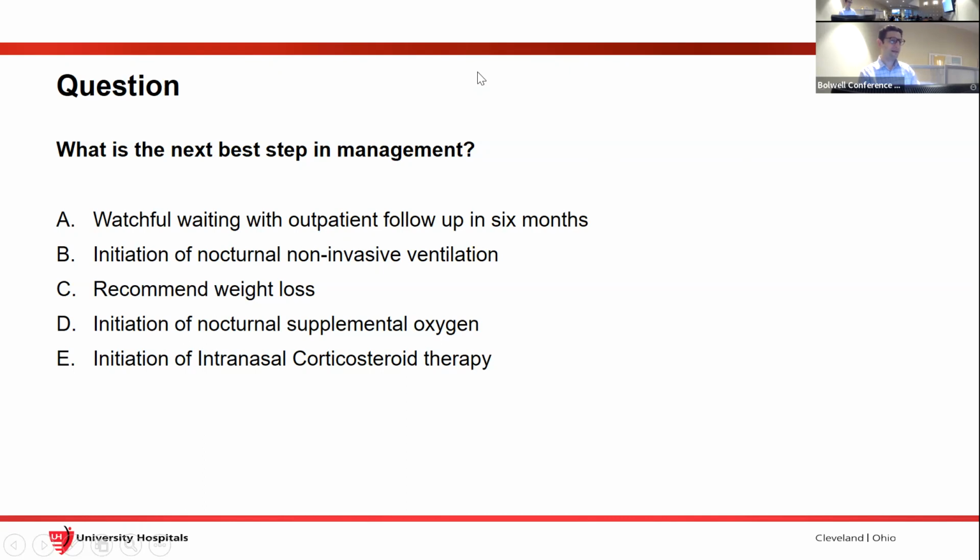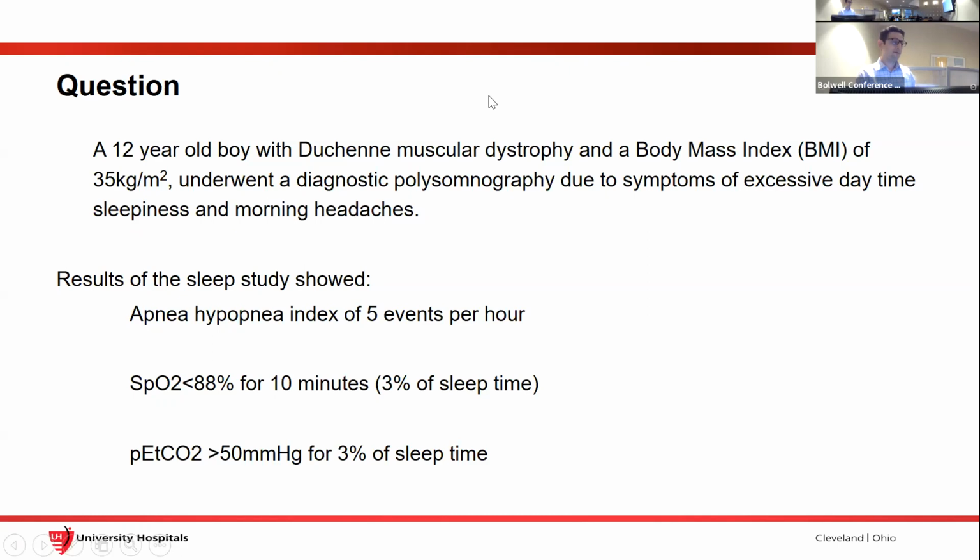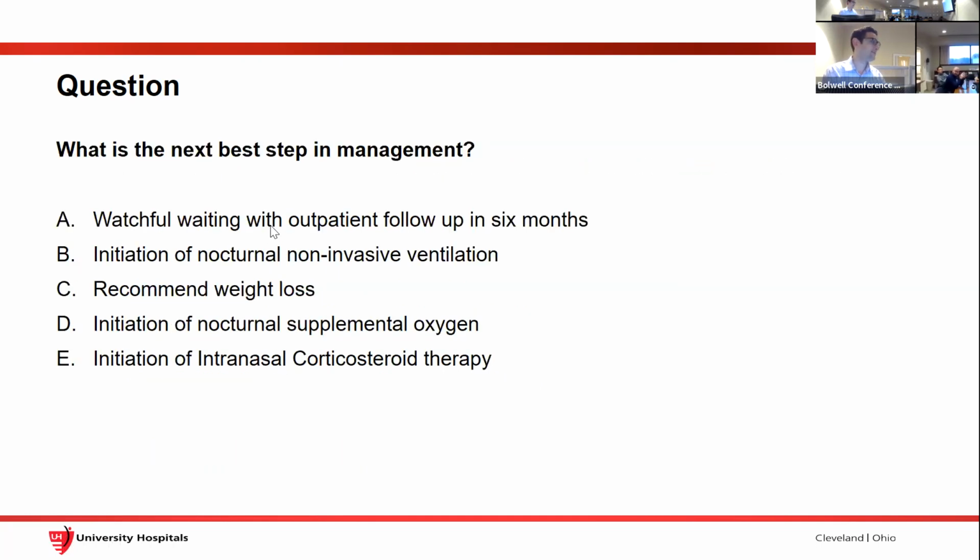He can definitely lose weight, but I'm not sure that would be the next step. Very good. So you just took your boards, so that's what they're asking: the next best step. There are a number of options that are good, but which one is the best for this case? Are you able to move back to the previous slide? Yep. So Duchenne's, BMI is 35, AHI 5, less than 10 minutes of SpO2 below 88%, and his end-tidal is 50 millimeters of mercury for 3%. I think we need a little bit more information about the distribution of the hypoxia and the ventilation. Is it occurring during respiratory events, or is it independent of them? It's during respiratory events. Start CPAP. Okay. I recommend weight loss.